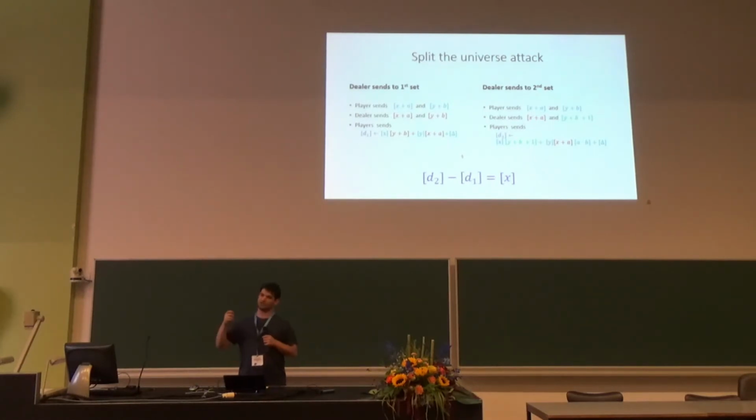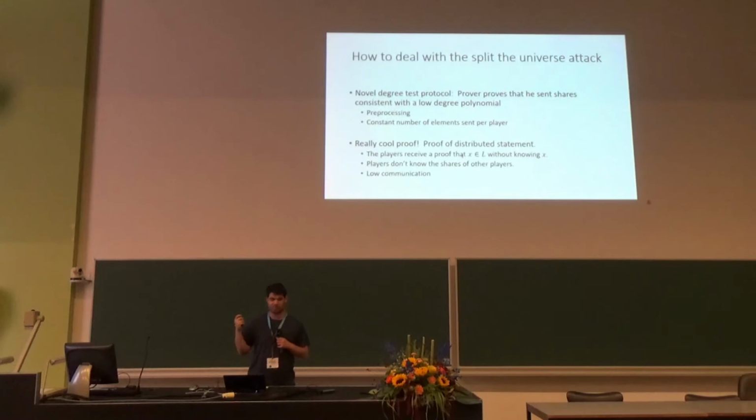So how do we deal with this problem? We basically come up with a really cool proof whose idea is the following. We're going to force him to prove to everyone that he's sharing a polynomial of low degree. The basic idea is that we have a secret that the dealer is only able to learn if he actually shared a polynomial of low degree. It's a cool proof because he's proving a statement to a set of players so that no player actually has the entire statement.